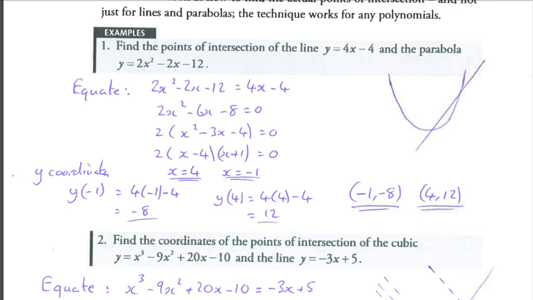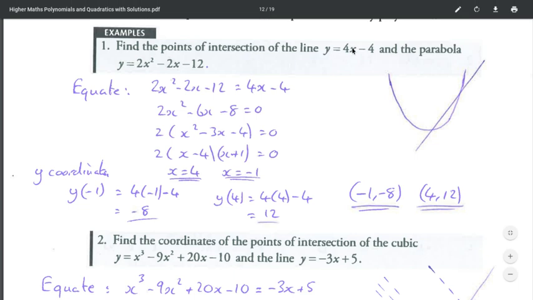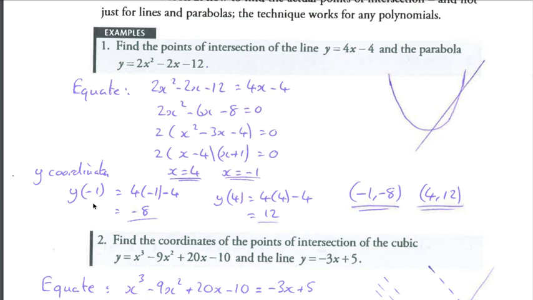So I have the x-coordinates of these 2 points of intersection, but not the y-coordinates yet. How do I find the y-coordinates? I substitute the x-coordinate into y equals. I could use either one, but substituting into y equals 4x minus 4 will be less work. So substitute negative 1 in, and we get negative 8 for the y-coordinate. Substitute 4 in, we get 12 for the y-coordinate. So the 2 points are (negative 1, negative 8) and (4, 12).